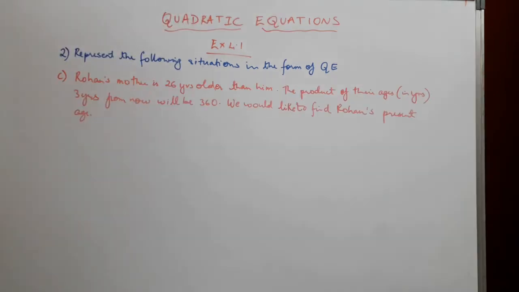Let's solve another one. The next problem is, Rohan's mother is 26 years older than him. The product of their ages in years 3 years from now will be 360. We would like to find Rohan's present age. So let us assume Rohan's present age to be x years.